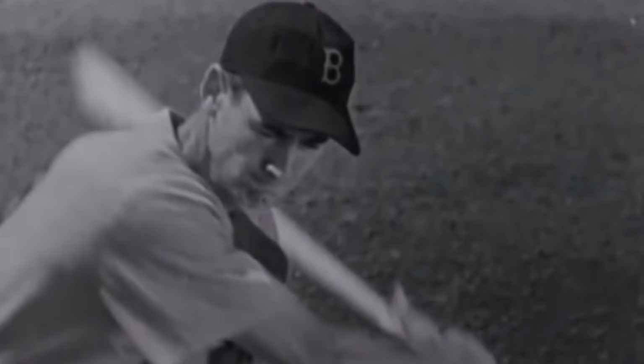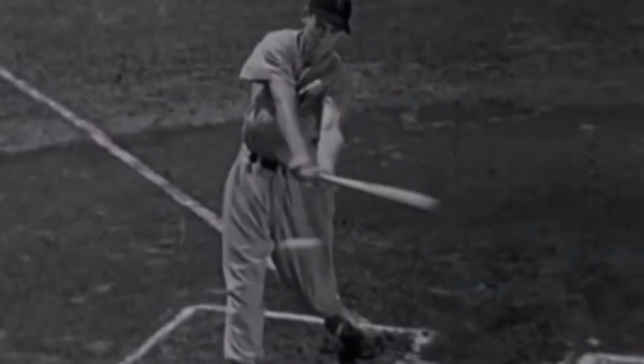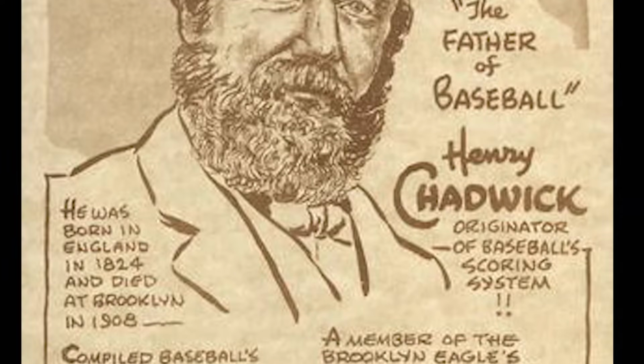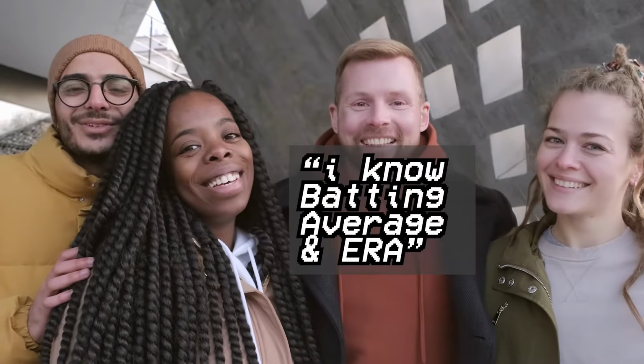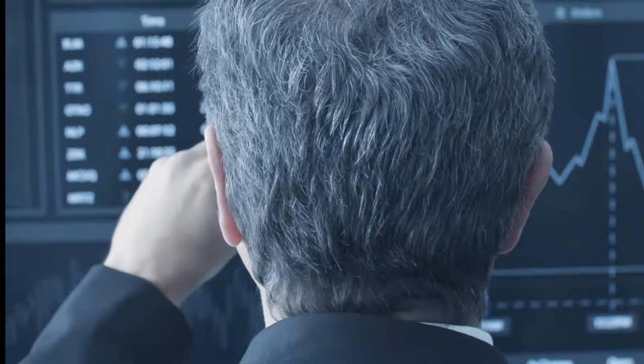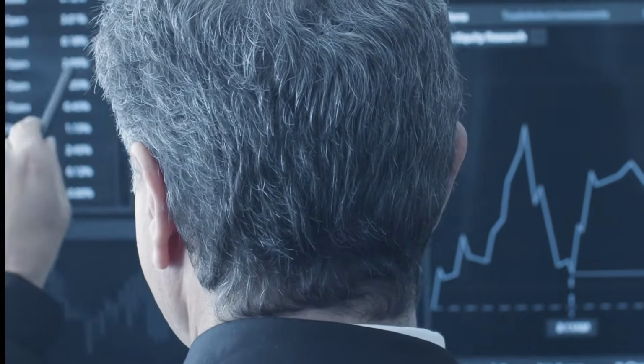Rate stats are foundational to baseball, and the idea to keep track of these types of statistics dates back to the earliest days of baseball record keeping. Even if you're the most casual baseball fan, you are familiar with batting average and ERA, and you probably are at least somewhat aware of more modern stats like OPS.